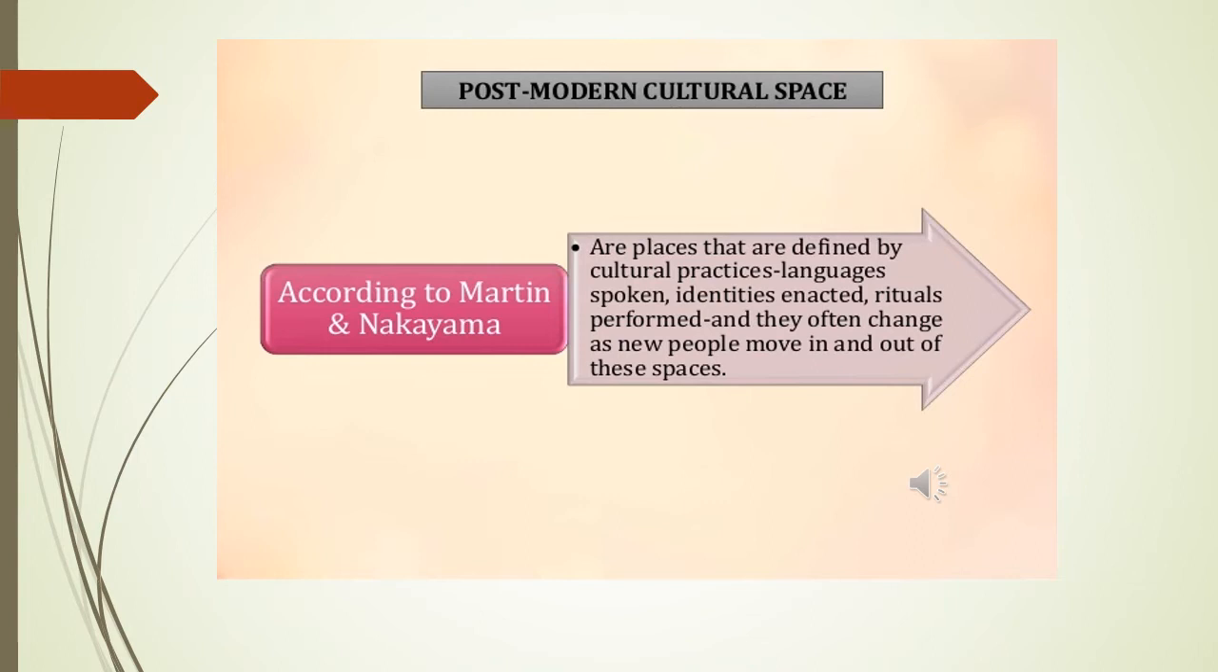So according to Martin, cultural spaces are places that are defined by cultural practices, languages spoken, identities enacted, rituals performed, and they often change as new people move in and out of the spaces. They often change. Like earlier, the Brahmins were wearing madisar. They lived in Agraharam. But now what's happening? They have moved out of Agraharam. Means they are living in an apartment where so many other caste people are also staying. So the cultural space changes as new people move in and out of the spaces. So can you follow this?